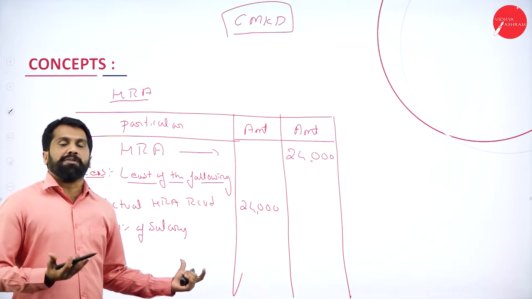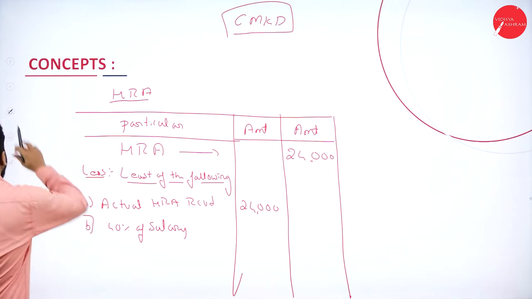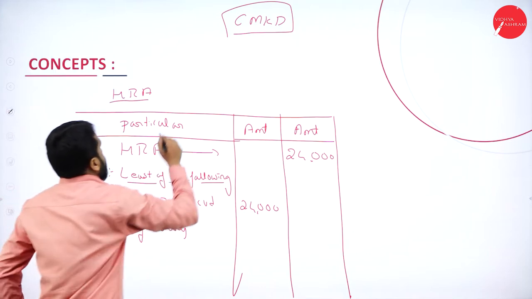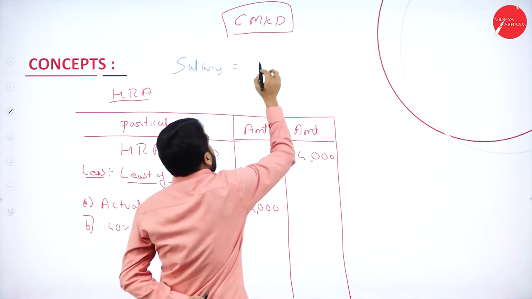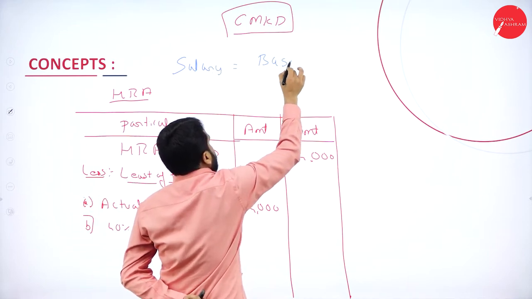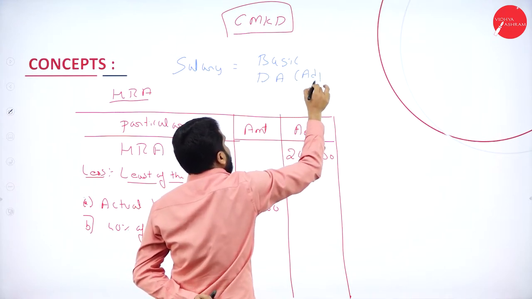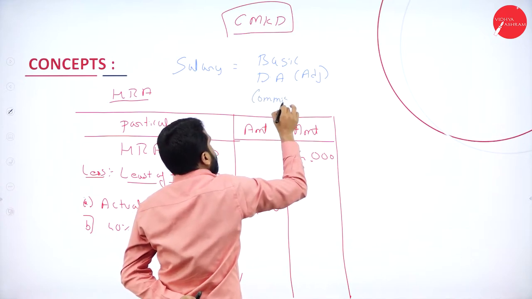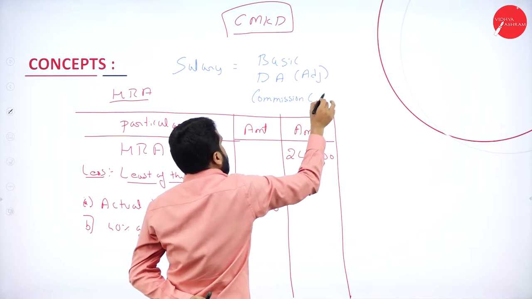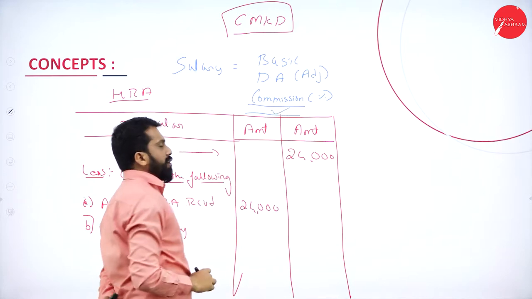Salary means what? For that also you have a definition. Salary is equal to basic, dearness allowance, which must be with adjustment, and the last one will be commission. Commission must be a percentage on turnover. This is nothing but your salary.